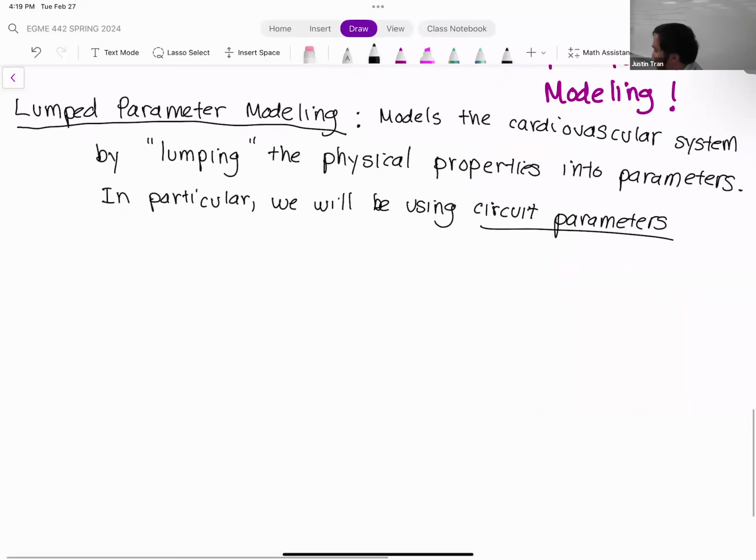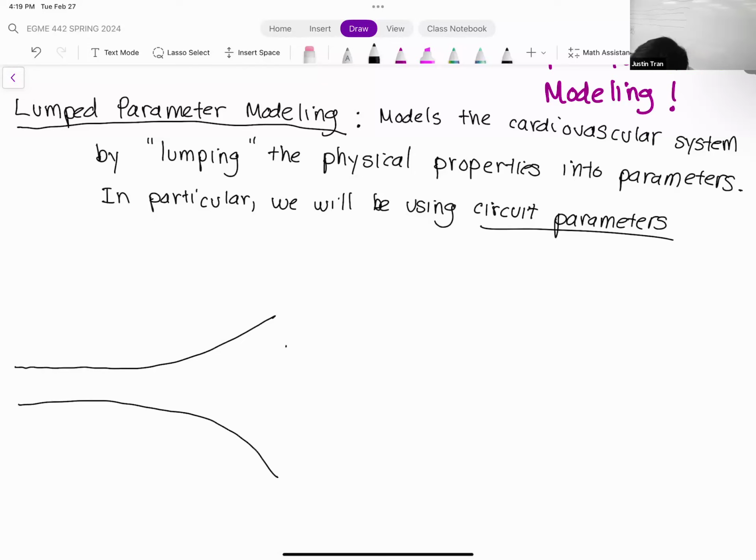And so what we're going to be doing is taking our blood vessels and representing them using electric circuits. Let me give you a visual example. Let's say that we have a bifurcation, so we have a certain blood vessel that breaks into two. One thing that we can do is model the fluid mechanics inside this bifurcation using Navier-Stokes and solve it with CFD. Or we can represent this using a lump circuit. Let's say that for each branch right here, we have an inductor, a capacitor, and a resistor that models each branch. So we have something like this.